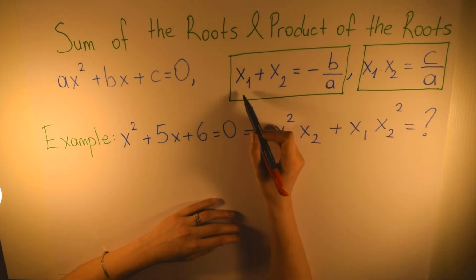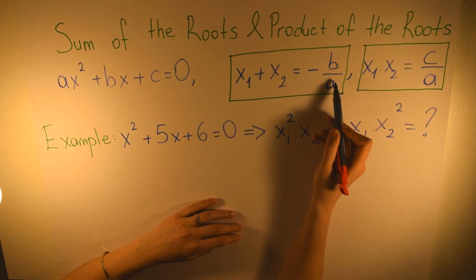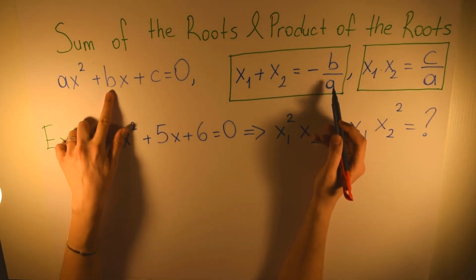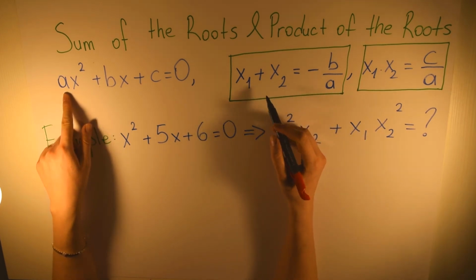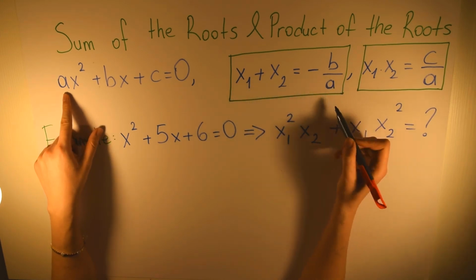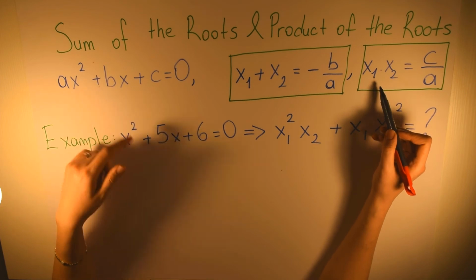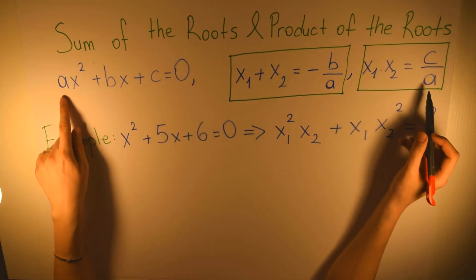So let's see. x1 plus x2. Here this is our b, this is our a, right? So when you want to find its summation, x1 plus x2 is equal to minus b over a. And when you want to find the product of the roots, it's equal to c over a.